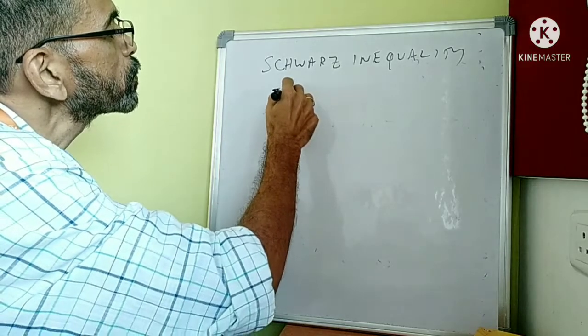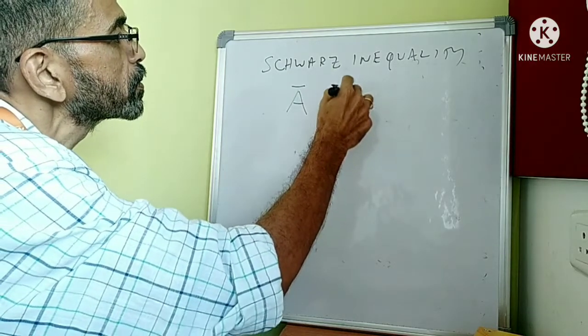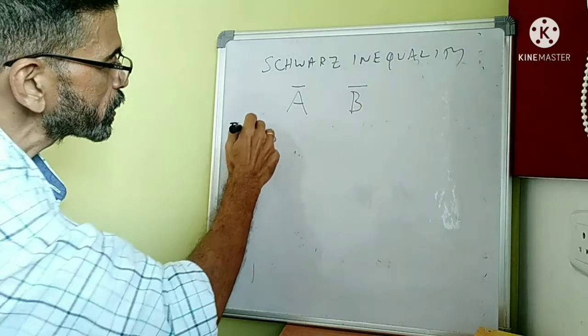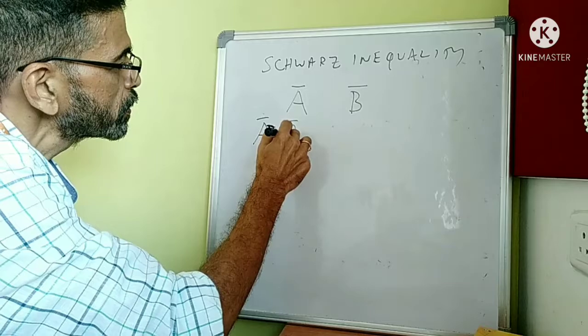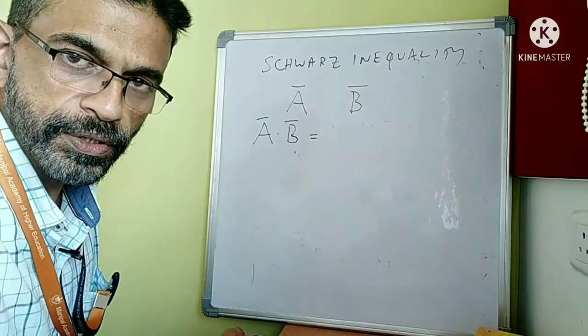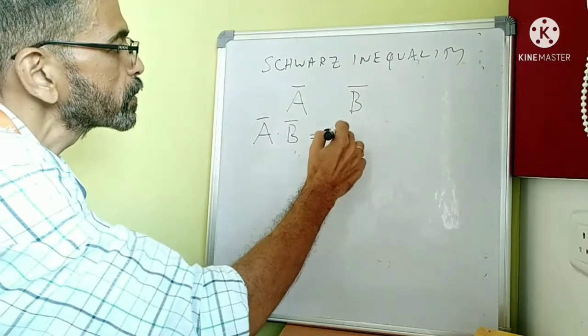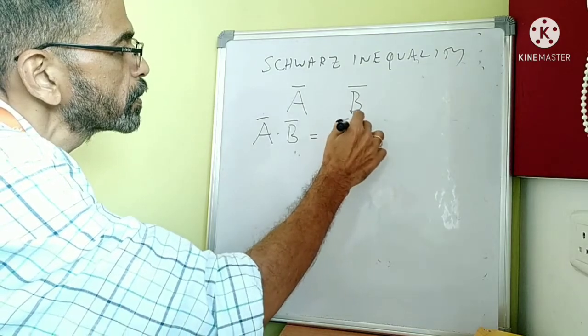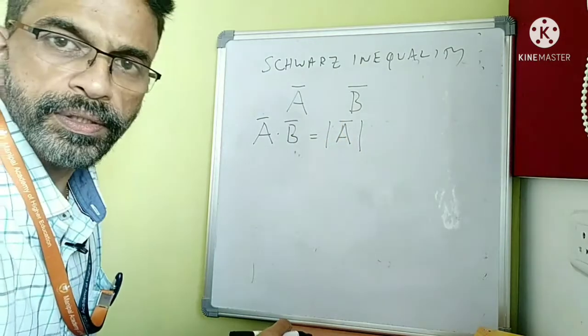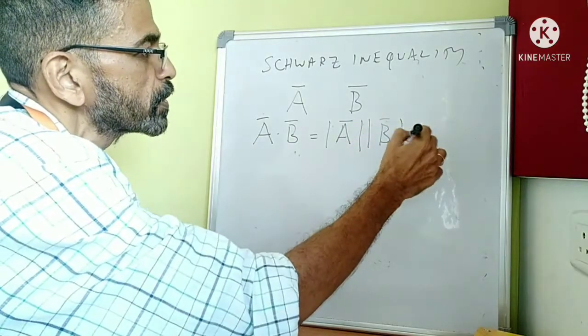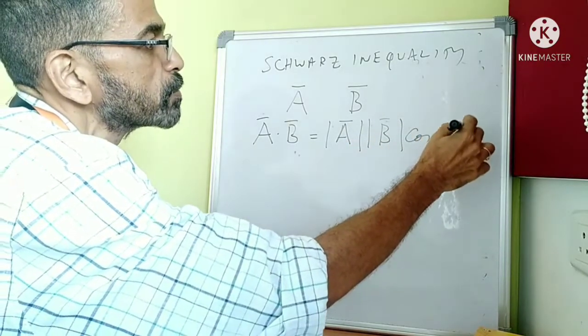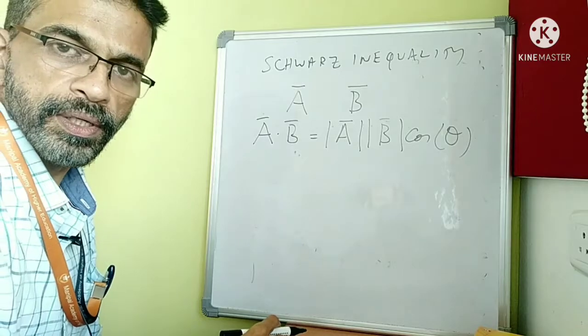So suppose we have two vectors A and B. We know that the dot product between these two vectors is given by the norm of A into the norm of B cosine of the angle between the two vectors.